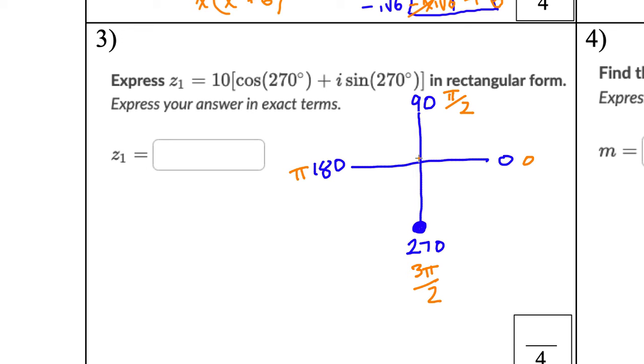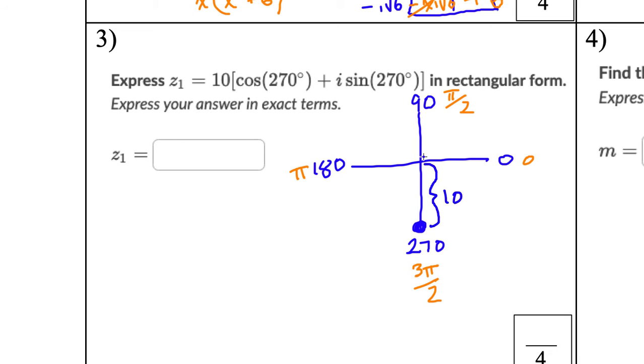You should also know, like, oh yeah, 2 pi over 3, that's right there. You should know all those other ones as well. Anyway, since we're going to 270, the modulus here is 10. That means I'm going a distance of 10 straight down. So this distance right here is 10.